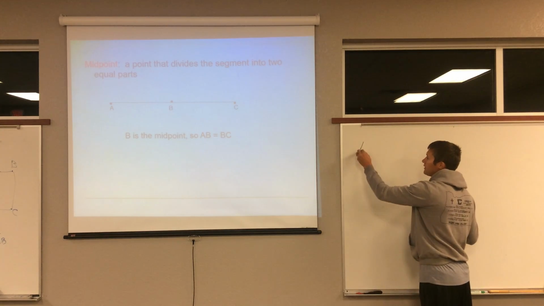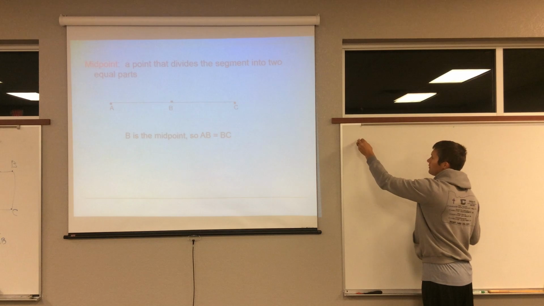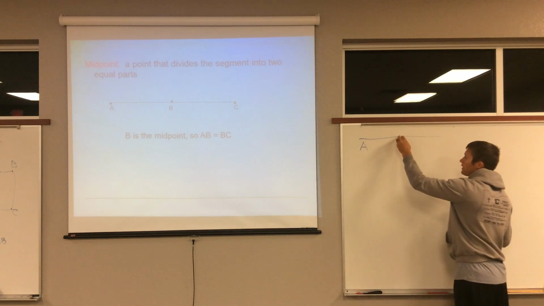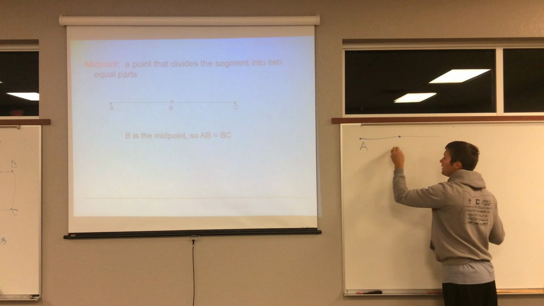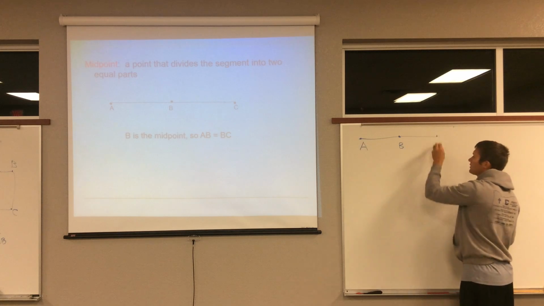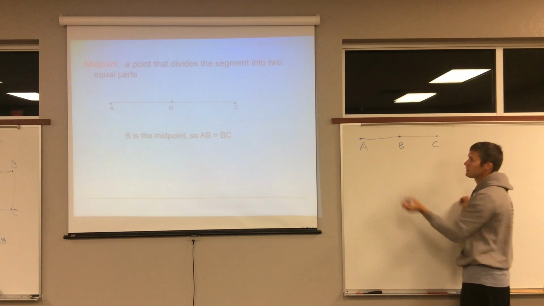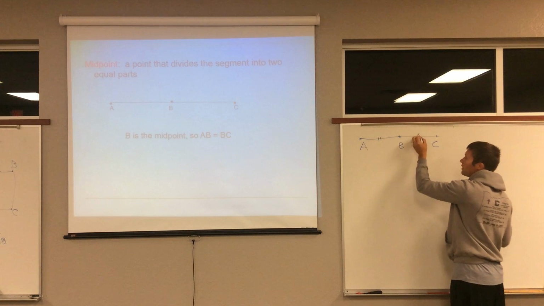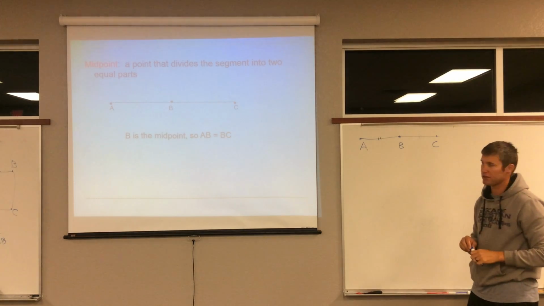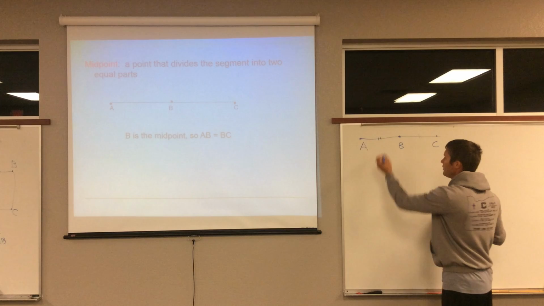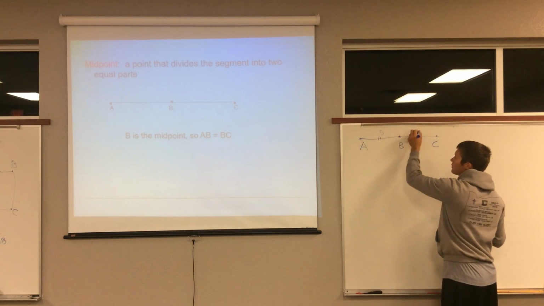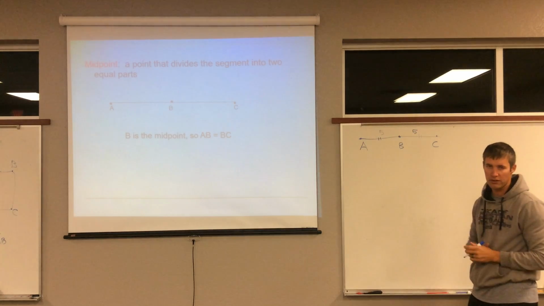So AB, not a straight line, but A, this is B, and this is C. So what it means is they're equal, so I put congruent markings, so that means that they're the same distance. So if this were 5 units, this would be 5 units. They're equal, they're the same.